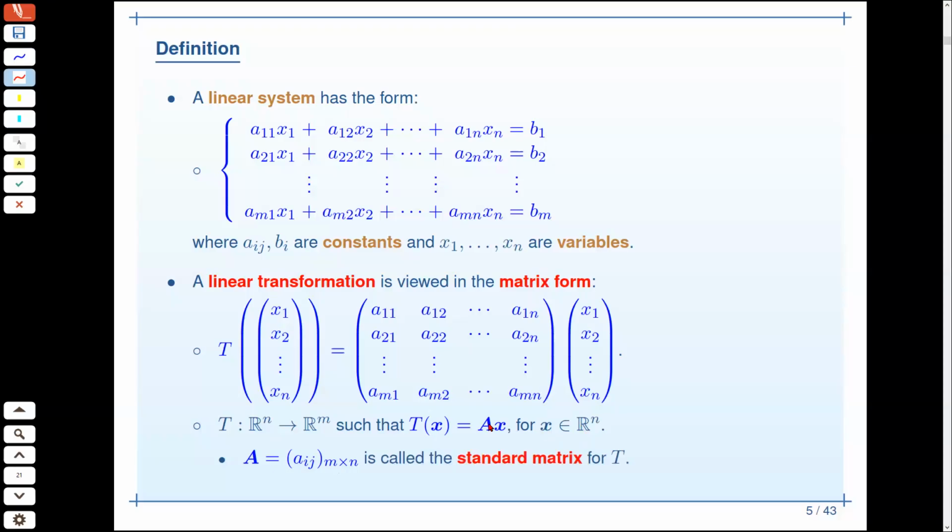So what is a linear transformation? A linear transformation is a function between Euclidean spaces so that each component is a linear function. On the other hand, a linear transformation is just in terms of matrix multiplication. So we need to have a matrix A so that every T(x) can be written in terms of Ax. So this is a linear transformation, which is essentially a matrix multiplication.